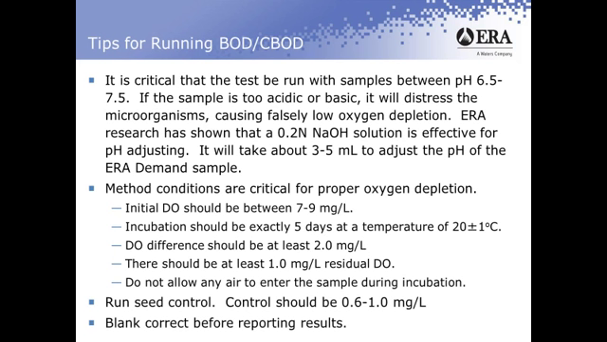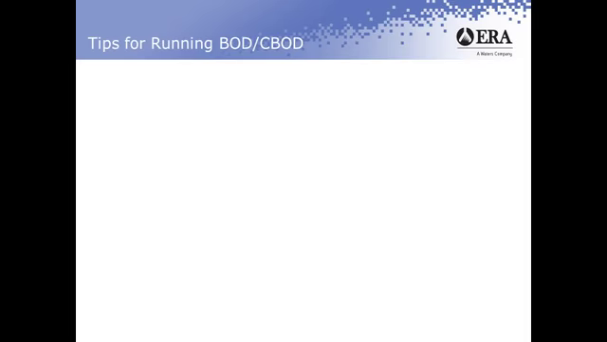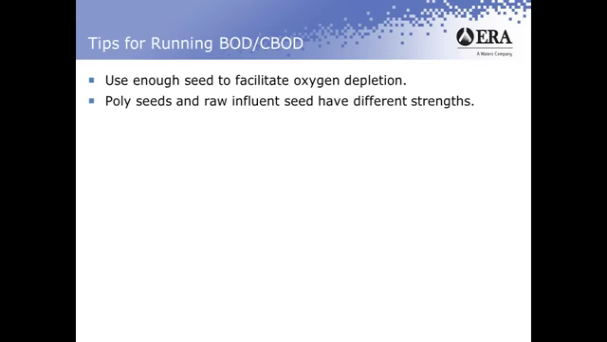If you use different amounts of seed in each of your samples and a different amount for your seed control, then it's going to affect how much BOD is being contributed by your seed. So what's real important with your seed is to make sure that you're using enough seed to facilitate the oxygen depletion of your sample. Now there's two main seeds that you can use. One is a poly seed, which is a commercially available seed, and one is your raw influent. A lot of the plants have really good raw influent, and that seed tends to be a stronger seed than the poly seed. So you're going to need to adjust the amount of seed that you use based on the type of seed that you're using.